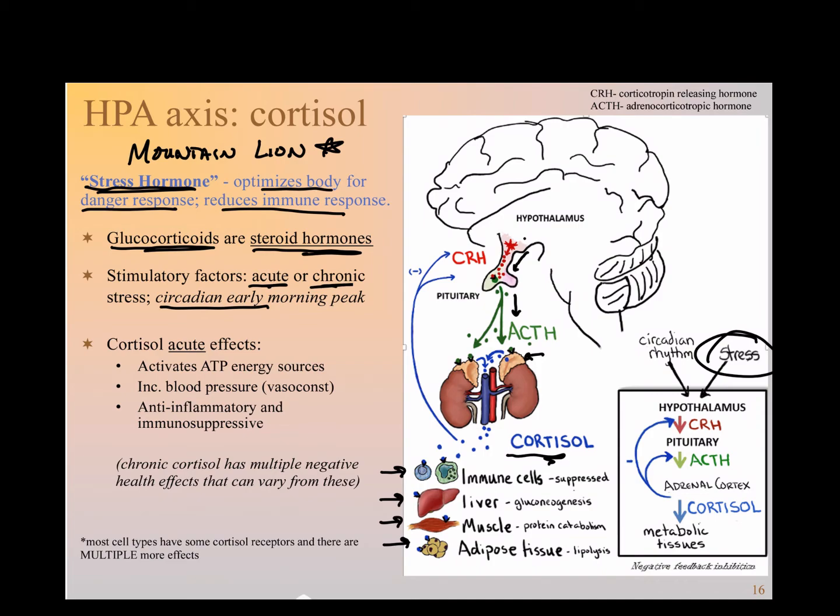Under acute stress, you're going to activate ATP energy sources. So that's where our gluconeogenesis, our protein catabolism, and our lipolysis come in. We're just burning stuff up, we're getting ATP. That way we can run from the mountain lion. Acutely, we're also increasing blood pressure by vasoconstricting. That's great, want to do that. And we're having that anti-inflammatory, immunosuppressive effect. All that's great to begin with.